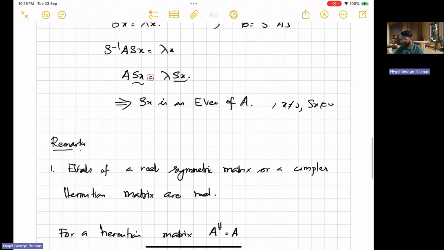We need to make sure that x is not equal to 0 and S x is also not equal to 0, because eigenvectors can't be equal to 0.